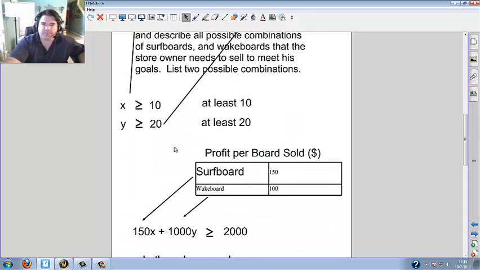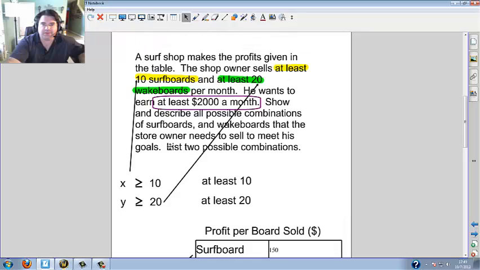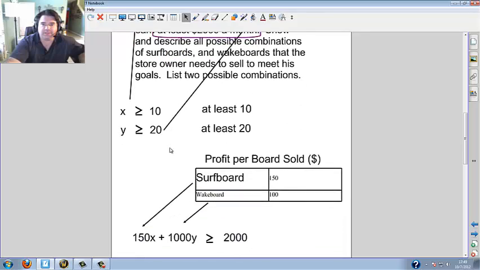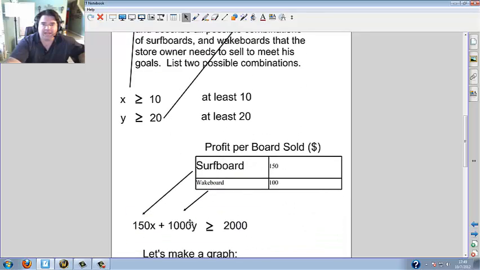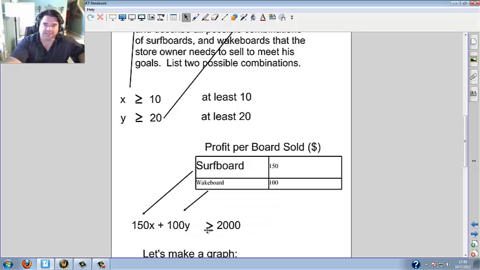What you want to do is there's a couple things happening. First of all, he wants to make $150 on his X. That should not be 1,000. That should be 100. Boy, it's just my day to make mistakes on this lesson. I'm so glad I'm going over this here. So it should be 100Y, not 1,000. So 150X per surfboard, 100Y for each wakeboard, and 2,000 my profit.